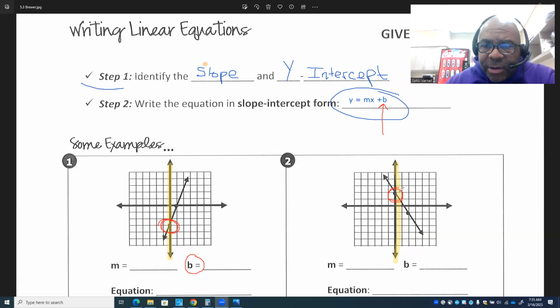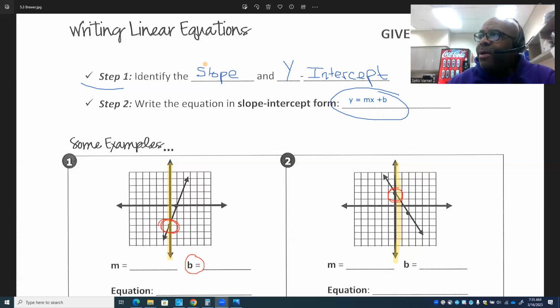The same way here, we're going to look here and say this is 0, right here. So this is 0, this is 1, this is 2. So our y-intercept, our b, is going to be 2. Does that make sense?